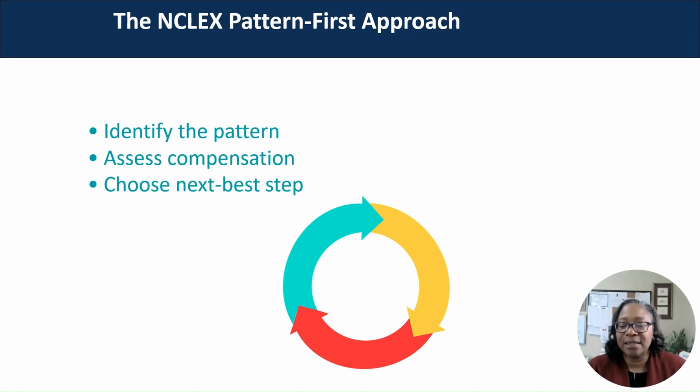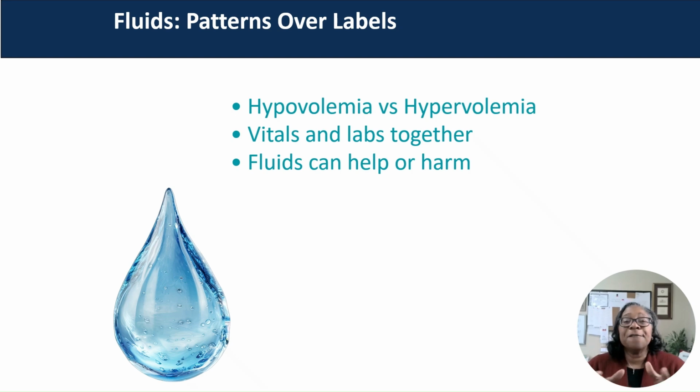So let's look at something. Let's look at fluids. It's not just dehydrated versus overloaded. When the NCLEX looks at it, it's not really asking you what is hypovolemia. It's asking, what does hypovolemia look like when it's dangerous? A patient with hypovolemia is going to exhibit tachycardia and concentrated labs, so look at that H&H. They're going to have low blood pressure and decreased urine output.